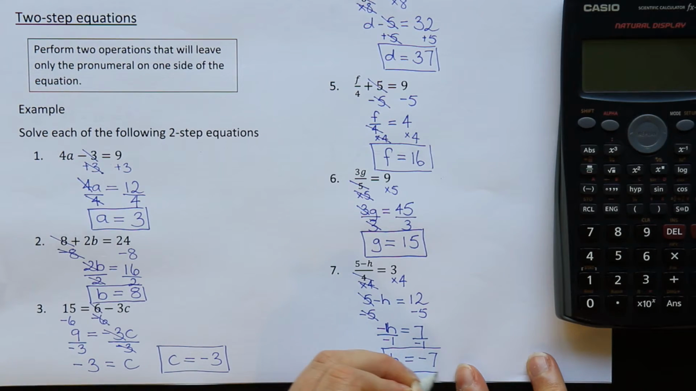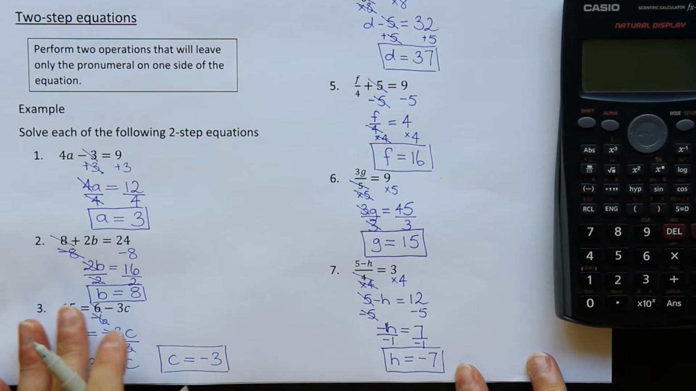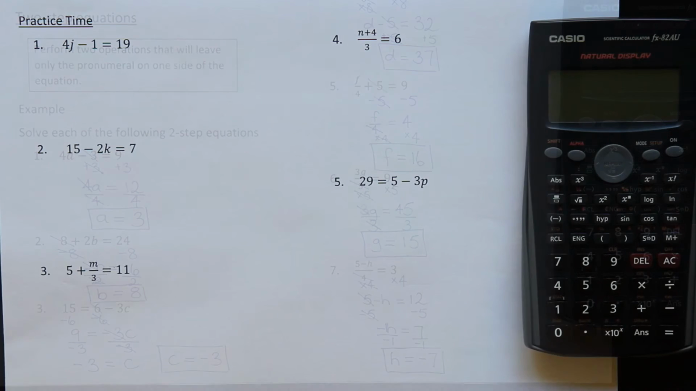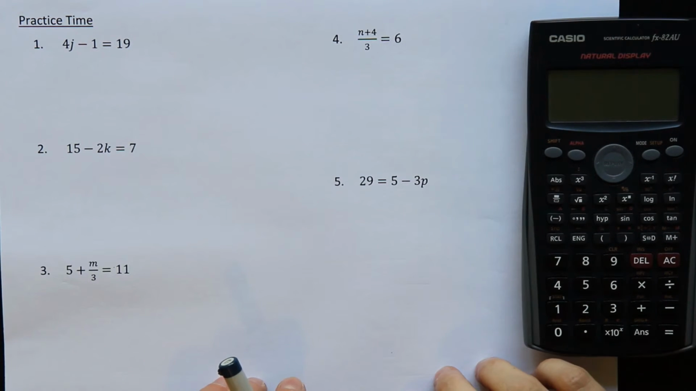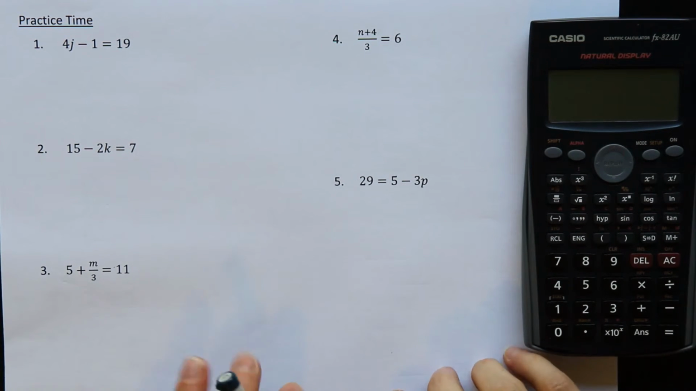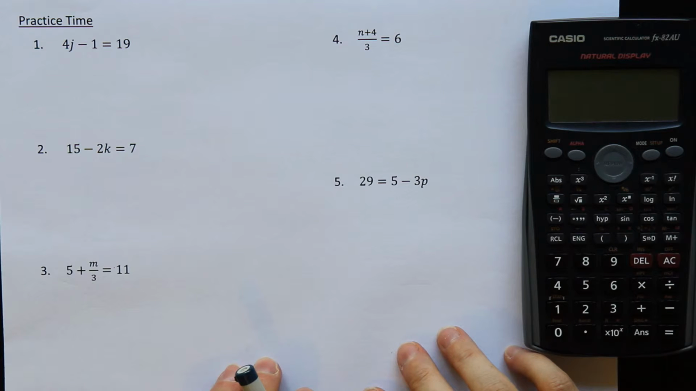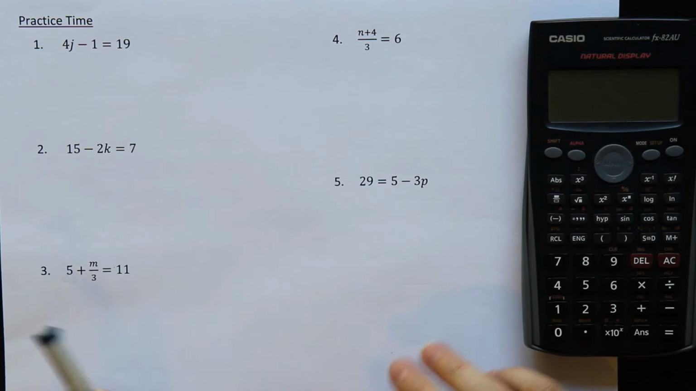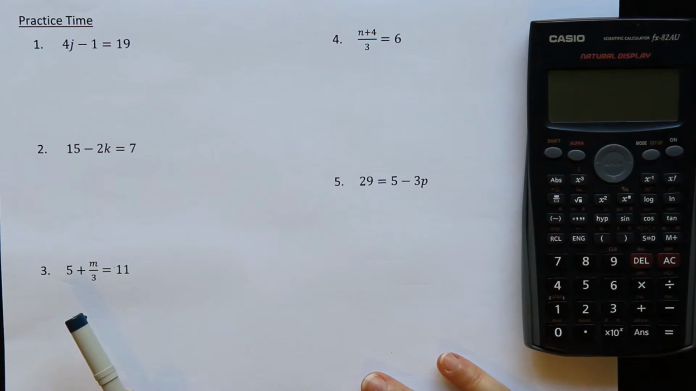So that was a bit tricky, that question. It actually turned out to be 3 steps in order to get the h by itself. Okay, so now it's time to see if you can have a try at the 2-step equations that we've just been learning about. So here's a few practice questions. Pause the video, have a try, and then we'll go through the answers together.